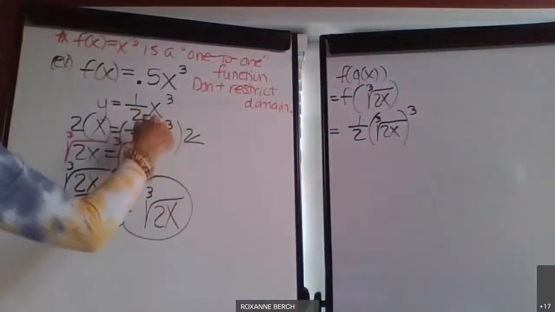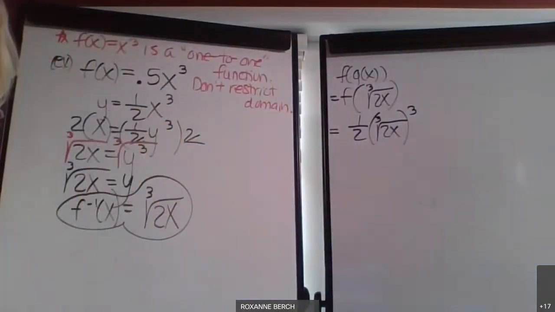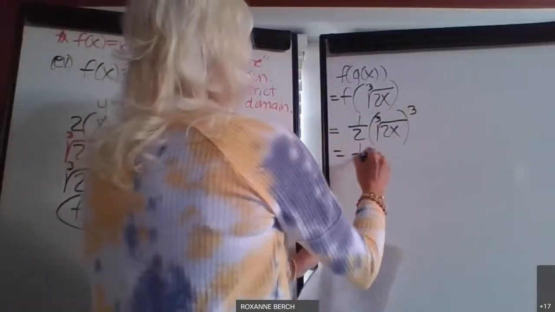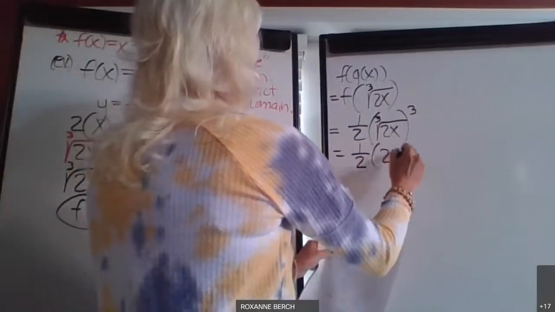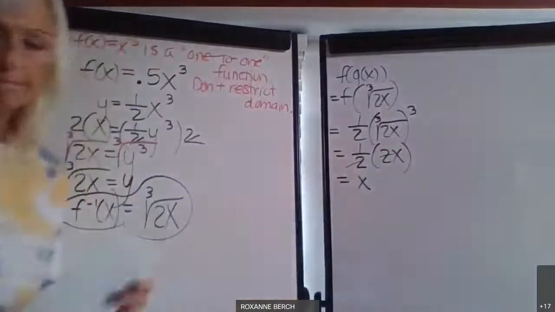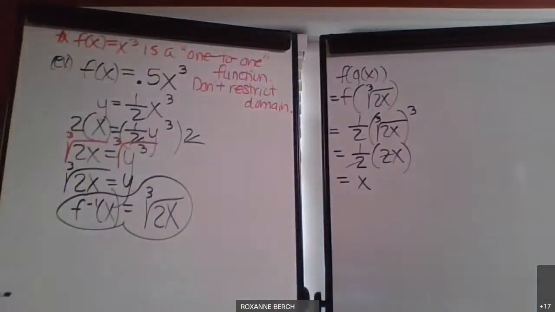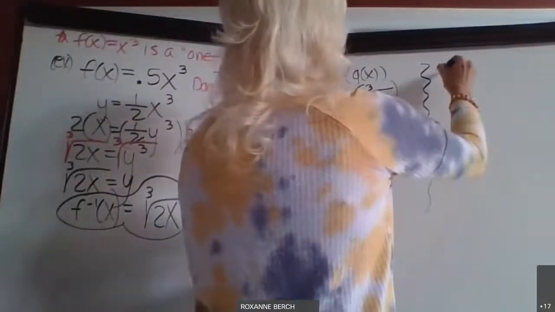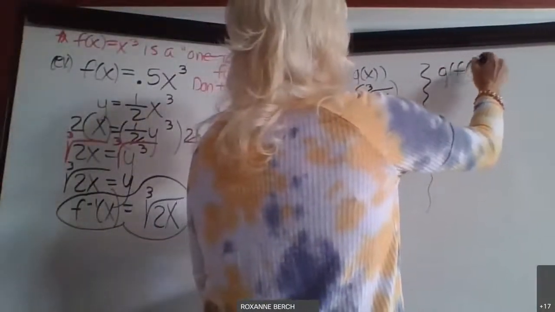So we put that into the f function, and notice that the cube undoes the cube root. So what you have here is 1/2 times 2x. So the 2's cancel, and you get your x. So to do the other one, we do g of f of x.